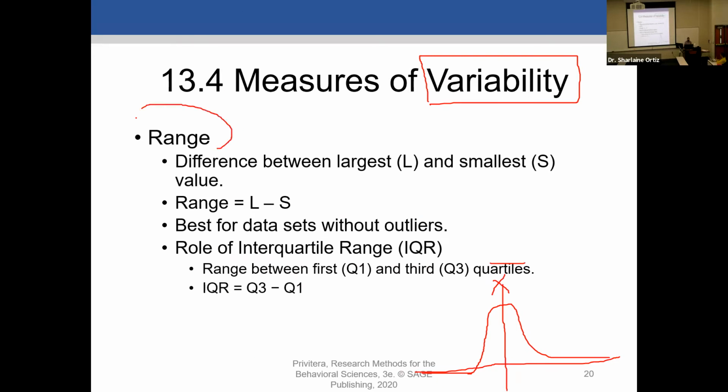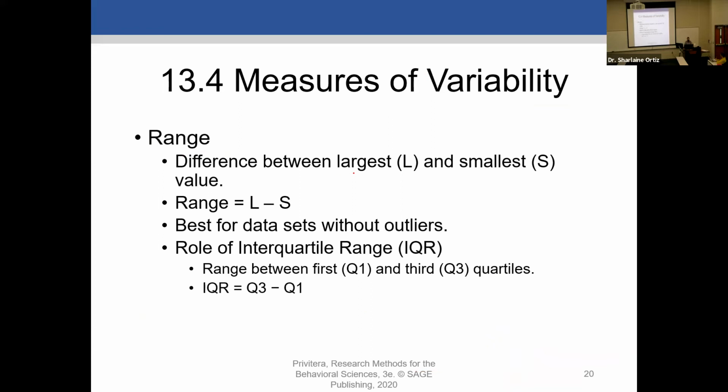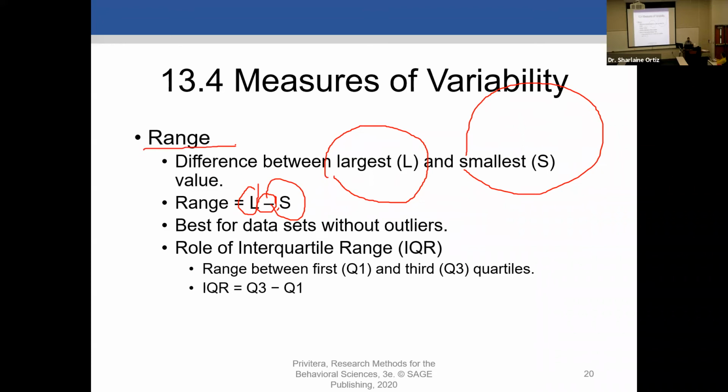Let's talk about the range. In the range, the variability that we're trying to look into is we're going to grab whichever data point is the largest, and then whatever the smallest data point is, and we're going to subtract one from the other. So the largest value minus the smallest value. However, this range better fits when we don't have any outliers.